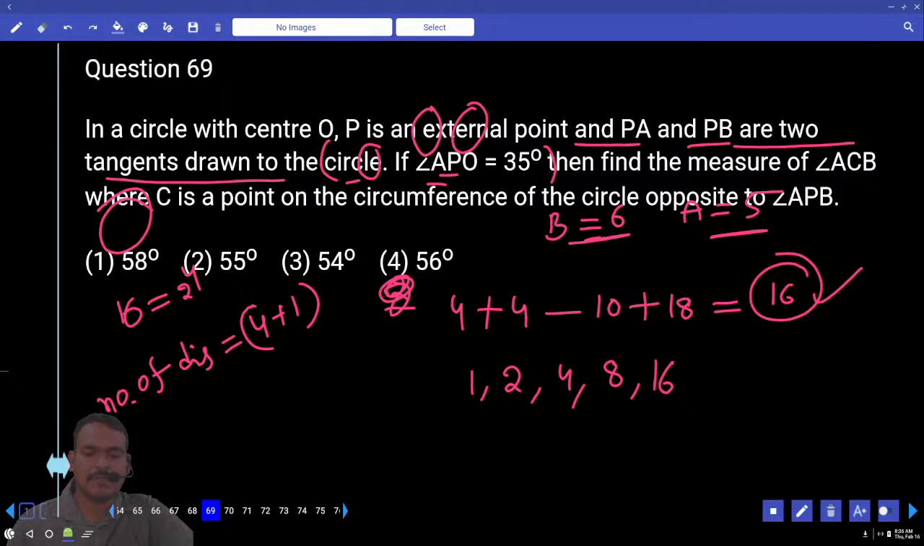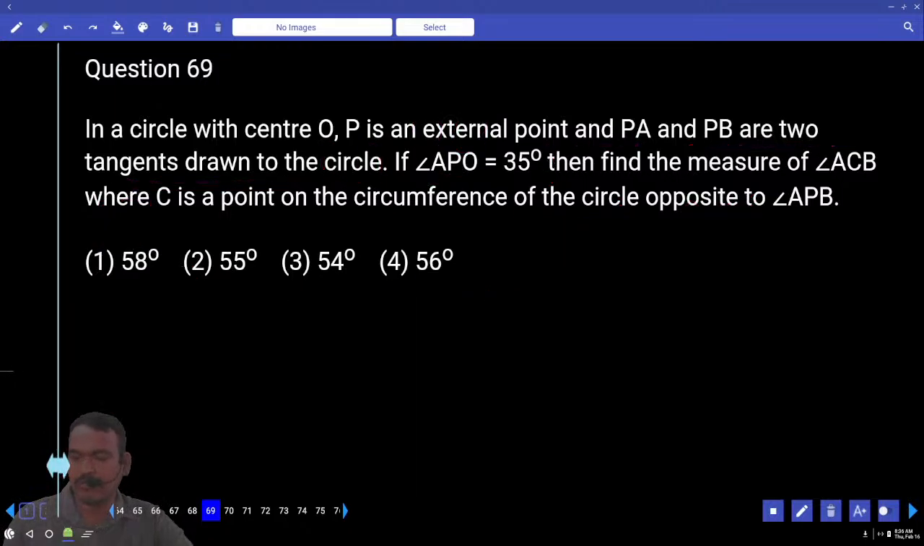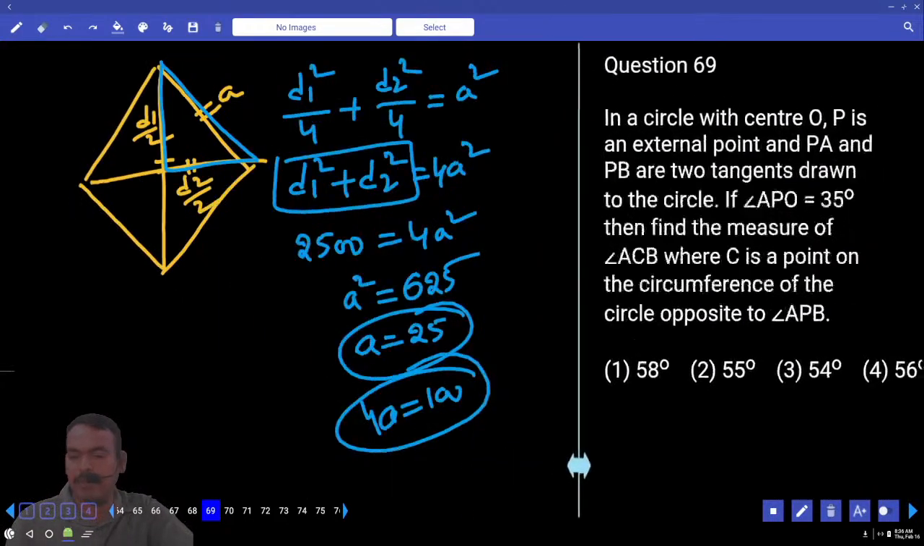Next, question number 69. In a circle with center O, P is an external point and PA and PB are two tangents drawn to the circle. If angle APO equals 35 degrees, then find the measure of angle ACB, where C is a point on the circumference of the circle opposite to angle APB.